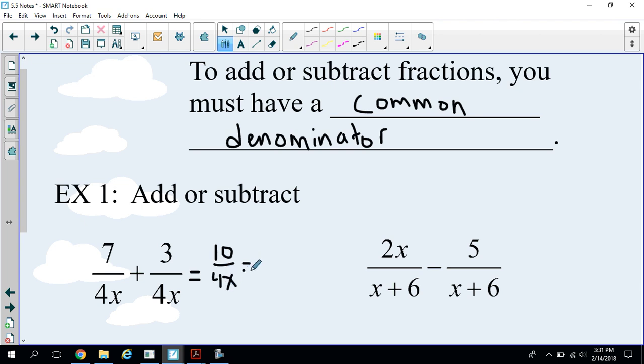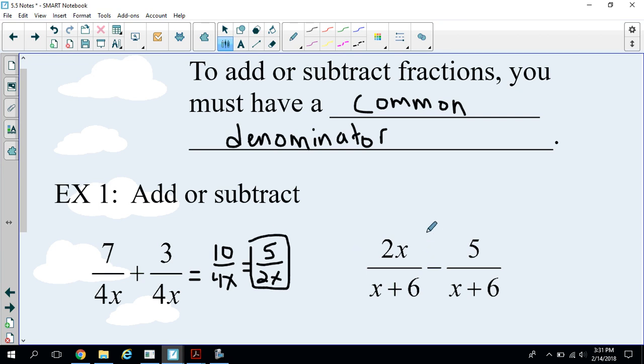Now, just like we did with 5.4, we need to simplify all the way. So it needs to be in simplified form. We know that we can simplify this into 5 over 2x, and that'll be our final answer for that one.